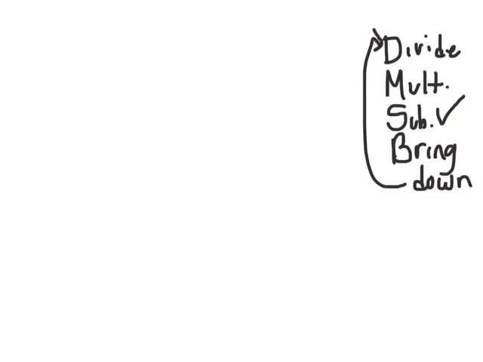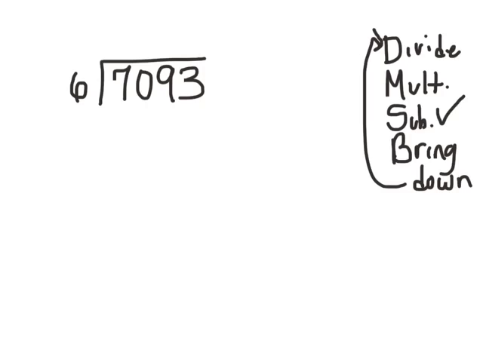Okay, now I'm going to solve one with a 2-digit divisor. The process is the same. I just need to think a little more deeply about what I know about math to be able to divide and multiply accurately. So I'm going to take the number 7,093 and I'm going to divide it by 16. Now, the first thing I need to say to myself is, I need to divide.